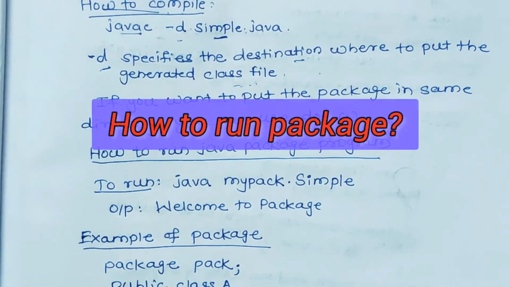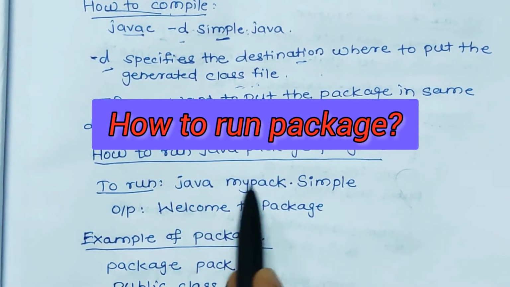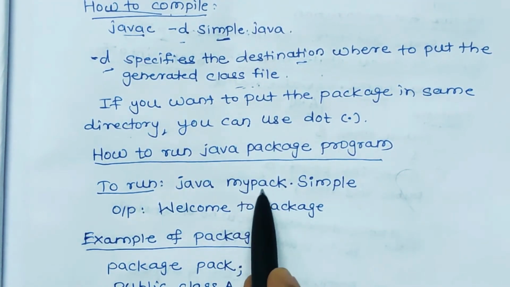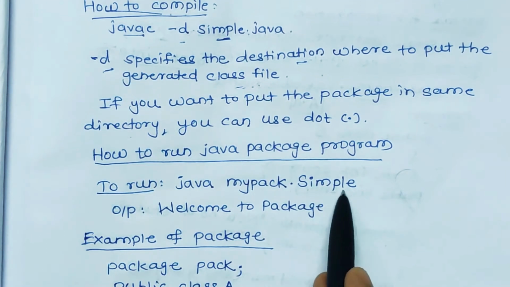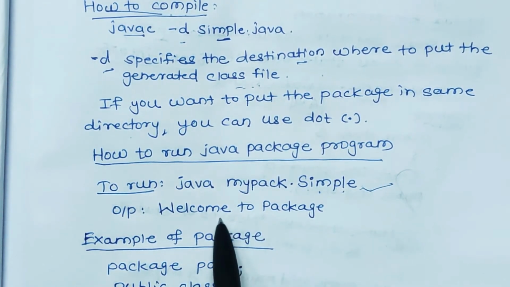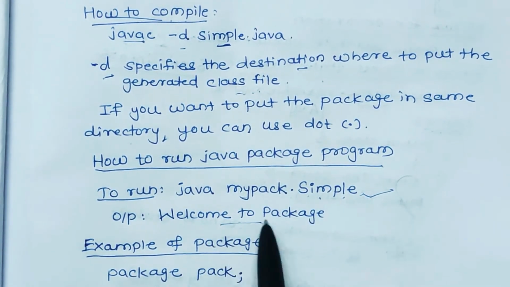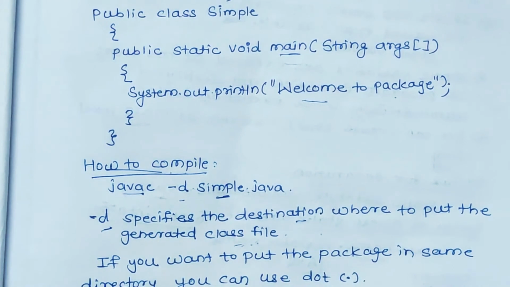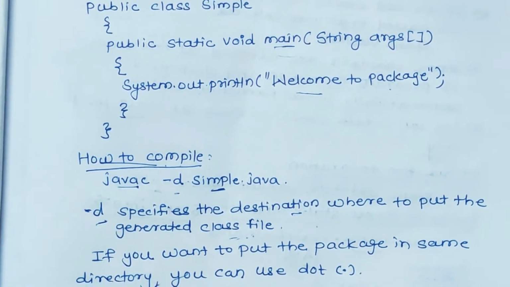The method to execute a package is java packagename.classname. So here our package name is mypack and class name is Simple. So this is how the program is compiled, and after compilation you will get the output welcome to package, which is given in our display statement. So this is the idea behind a package.